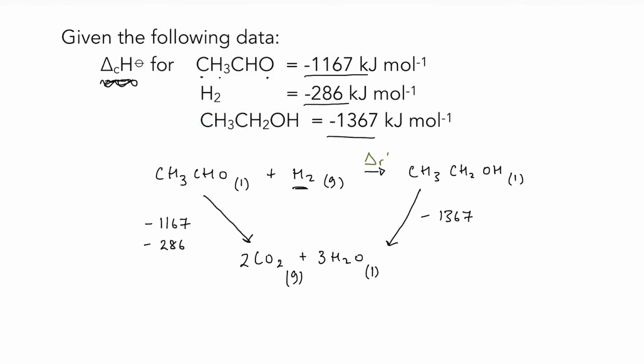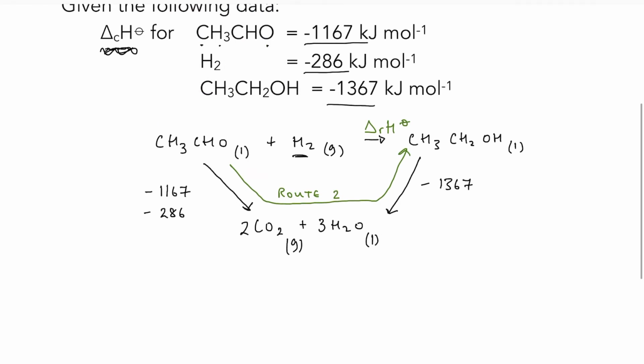Route 1 is the enthalpy change of reaction that we are trying to find. Route 2 takes us from the reactants to the products via the combustion products. So this is route 2. So once again, I'm going to write out my numbers exactly as they are. So delta rH is going to equal minus 1167 plus minus 286 plus minus 1367. So I've made no changes at this point in time.